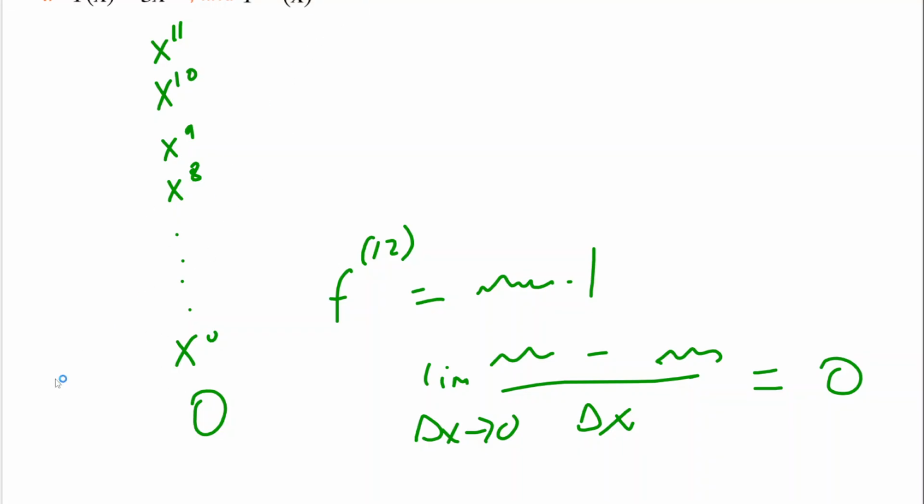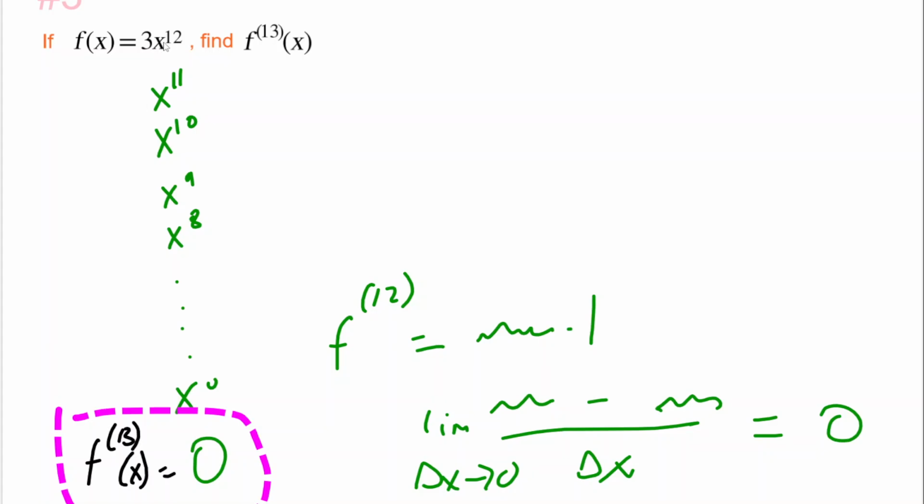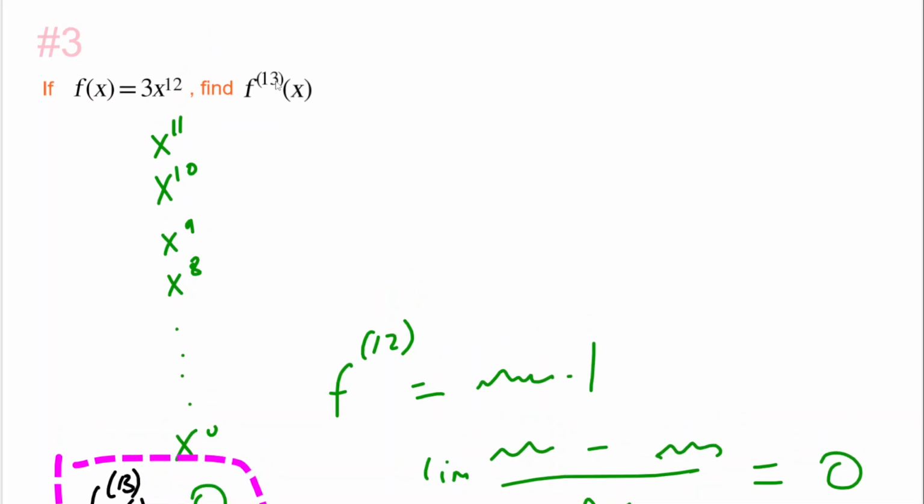So the 13th derivative is just going to be 0. Really, all you have to look for here is that if the degree is 12 and you're asked for the 13th derivative, it's going to be 0. No question to ask. You should hopefully see that you're reducing the degree each time you take the derivative, and that's going to lead us to our shortcut rule.